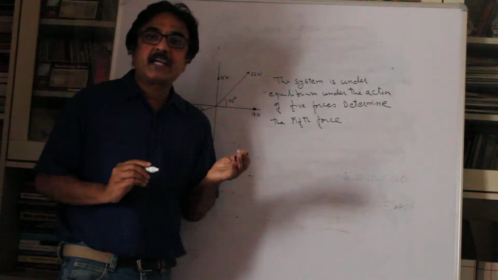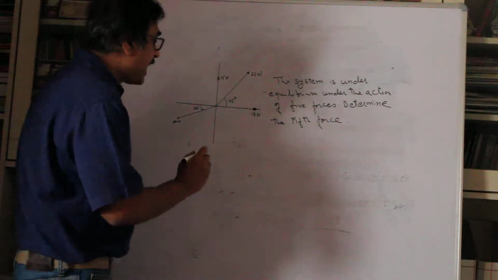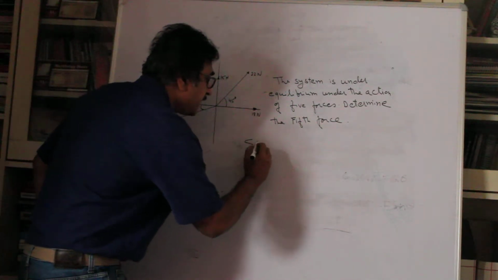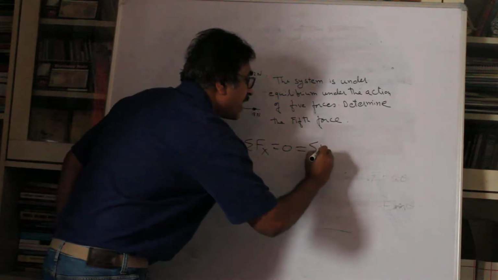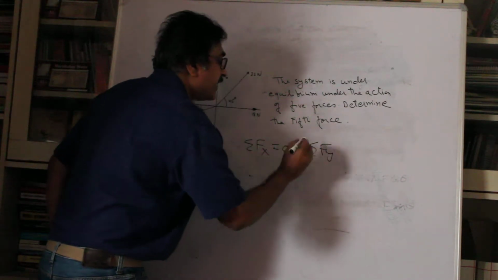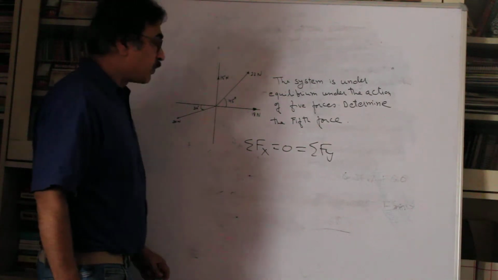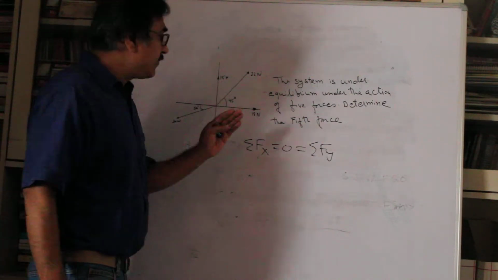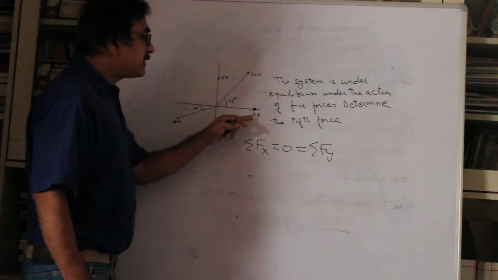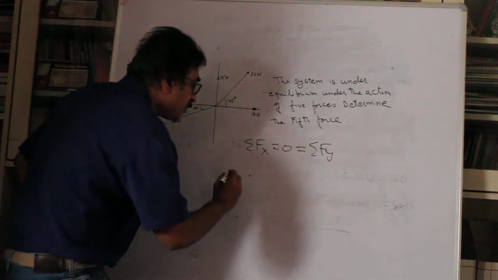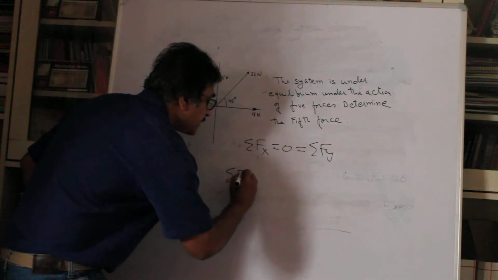Because the system is under equilibrium, we would say that sigma Fx is equal to 0, which is also sigma Fy. That means both sigma Fx and sigma Fy are 0. So just resolve the forces in horizontal and vertical direction. So let's start with this. This is 18 Newton already along positive x-axis. So let's start with sigma Fx.